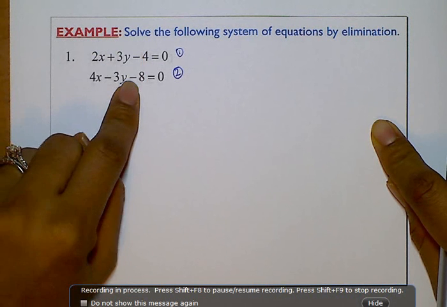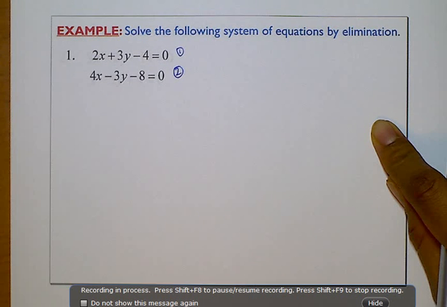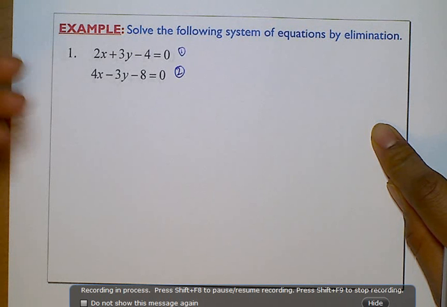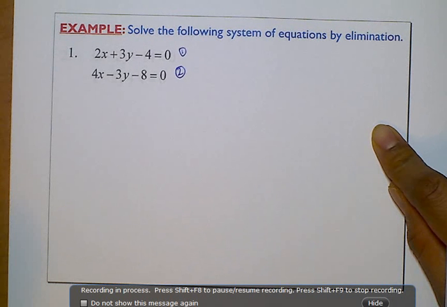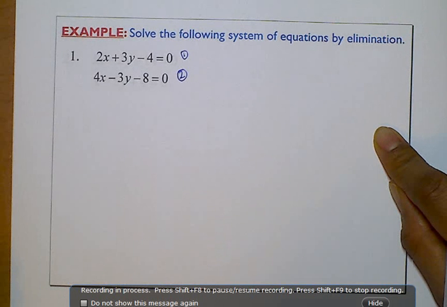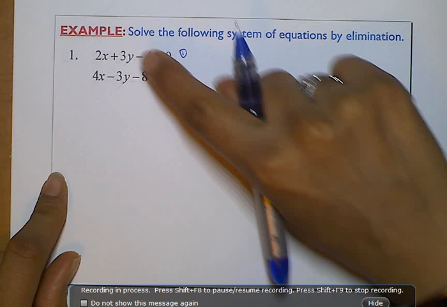In order to eliminate a variable, you have to make sure that the coefficients in front of that variable are exactly the same. If they're not the same, then you multiply one of your equations by a number so that you get the coefficients to be exactly the same. In this case, if you notice, the coefficient in front of the y is the same. Don't worry about the signs, just the numbers you're looking at. Here I have a 3 and here I have a 3. The signs are different. That doesn't matter.